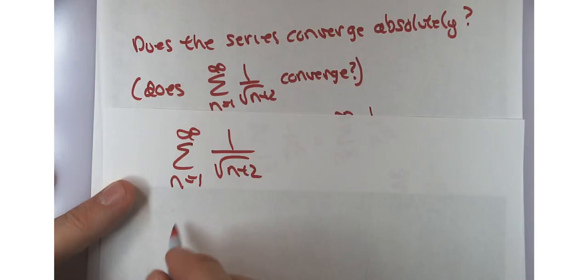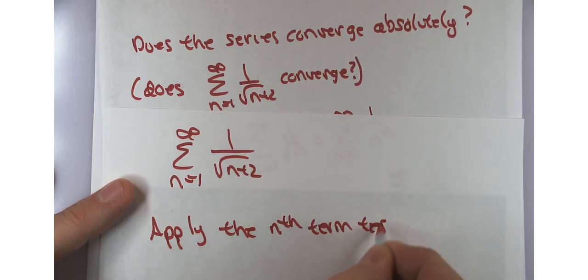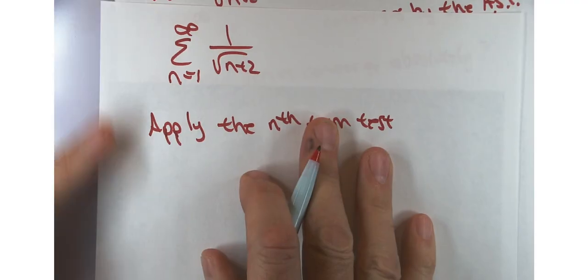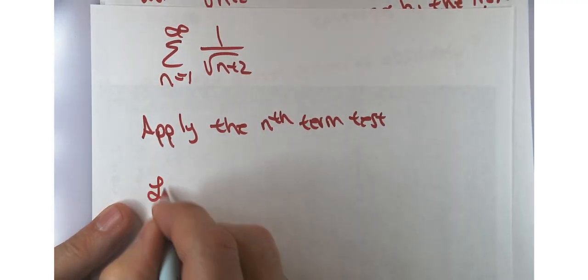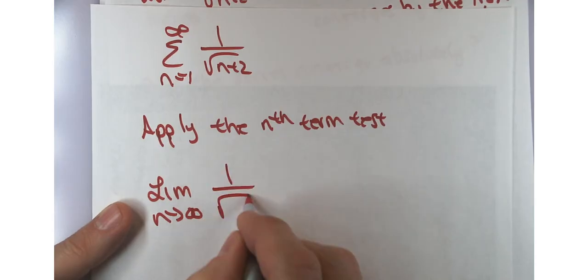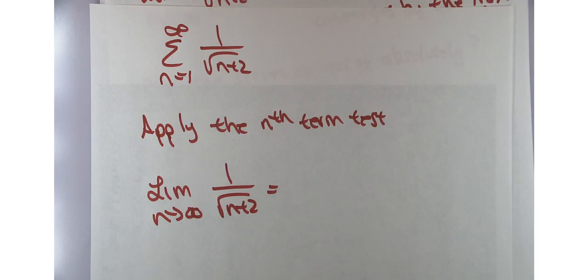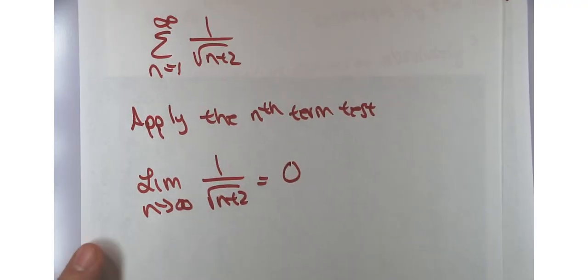Let's apply the nth term test and see what that says. For the nth term test, we're going to take a look at the limit as n approaches infinity of 1 over the square root of n plus 2. What's that limit? Still 0, right? But what does the nth term test tell you about this series?